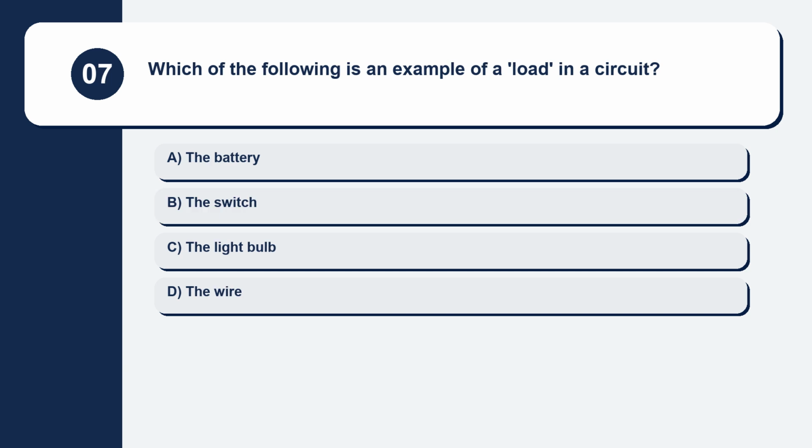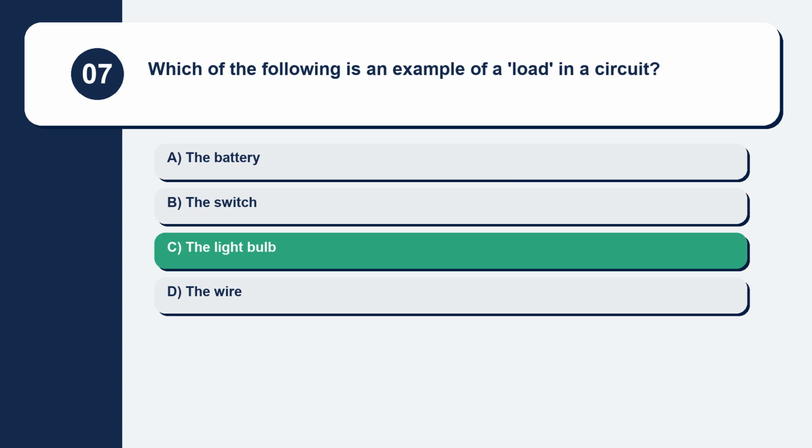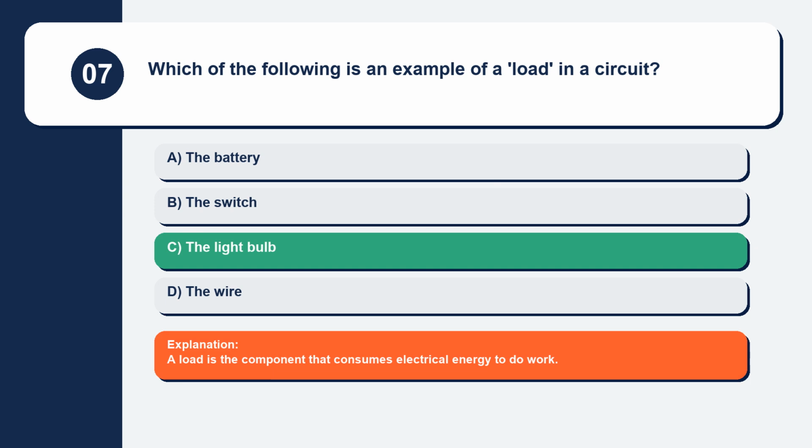Question 7. Which of the following is an example of a load in a circuit? The battery, the switch, the light bulb, the wire. A load is the component that consumes electrical energy to do work.